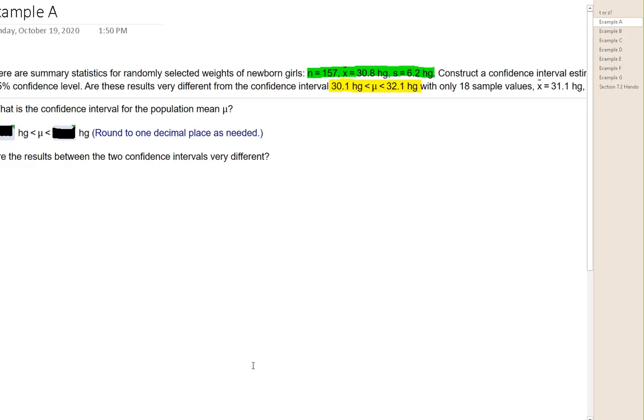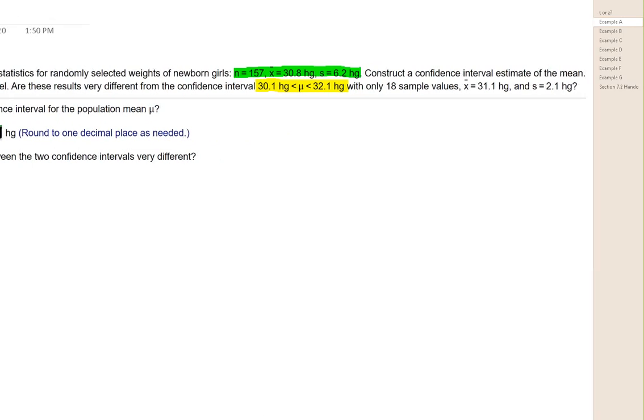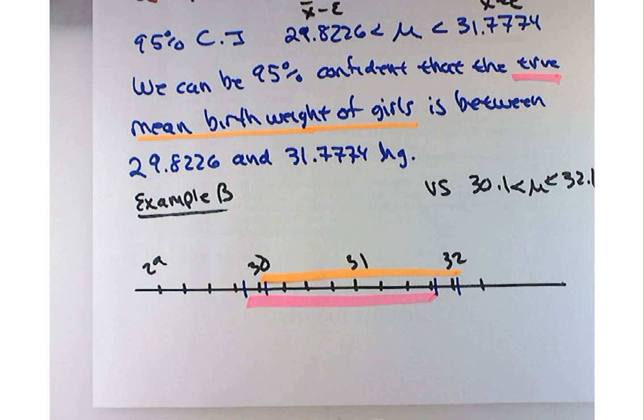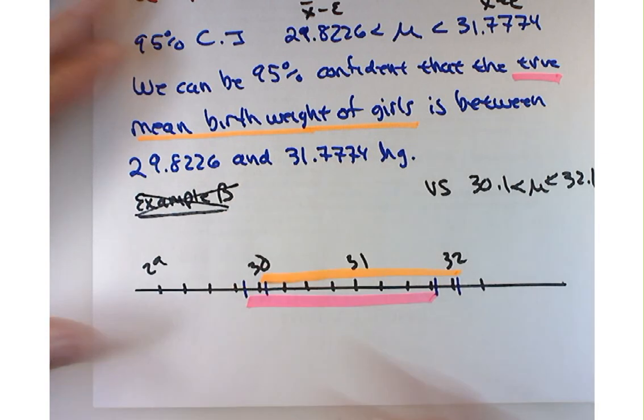Let's take a look back here. It says, are these results very different from the confidence interval with only 18 samples? No, they're not very different. They overlap, so we can't say that there's a real difference between those two confidence intervals. Okay, nice. That's the end of that example. Let's move on to example B.